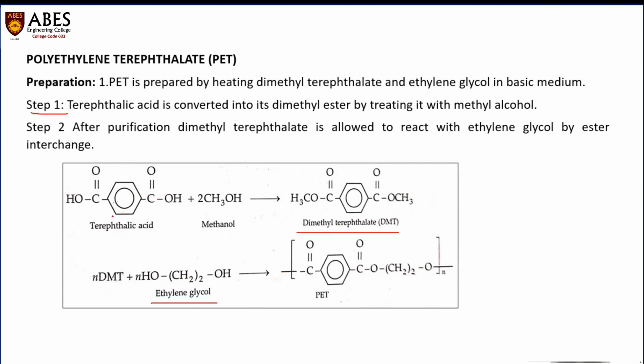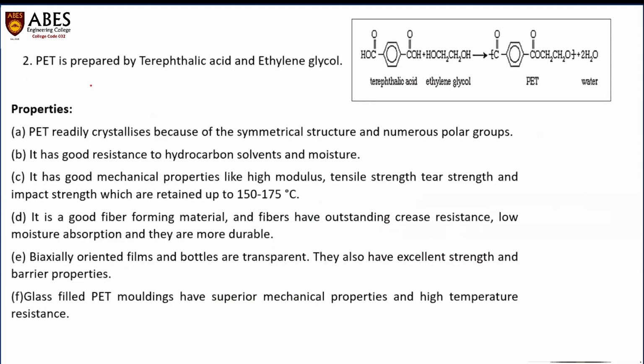First, in step one, terephthalic acid is reacted with methanol. Here also the elimination of a water molecule takes place, and dimethyl terephthalate forms. Then this dimethyl terephthalate is further reacted with n molecules of ethylene glycol and forms PET, polyethylene terephthalate. It can also be prepared, as I discussed earlier, by direct reaction of terephthalic acid with ethylene glycol. It also gives PET and the removal of water.